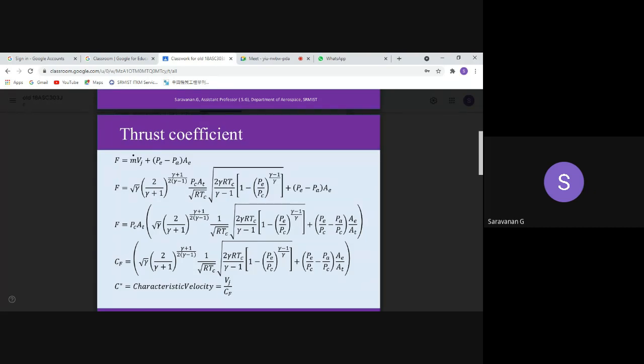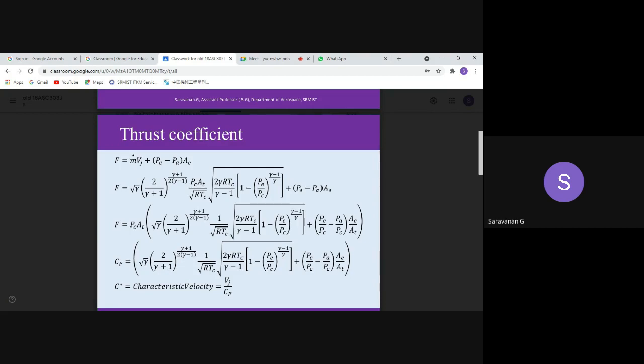So thrust coefficient is defined as thrust to the force term PcAt. That was also already discussed in the rocket performance parameter class. So use that formula, that is F by PcAt is equal to CF. So then you can go for F by PcAt, then becomes CF. That is the next step.